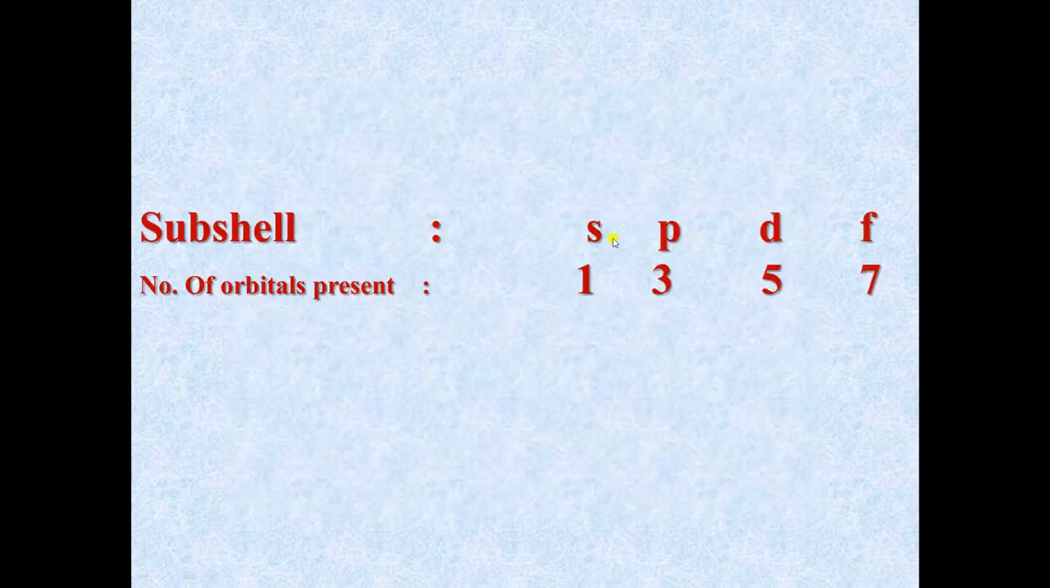Okay, now in s subshell, 1 orbital can be possible. In p subshell, 3 orbitals. In d subshell, 5 orbitals can be possible. And in f subshell, 7 orbitals can be possible. You should know this table.